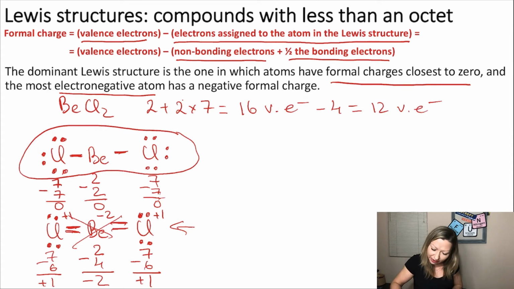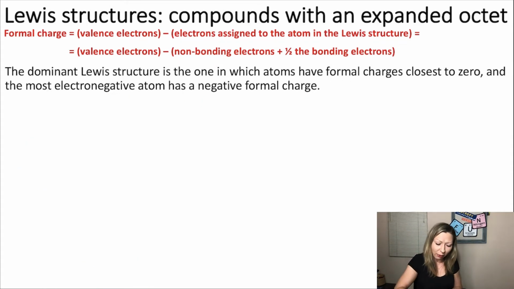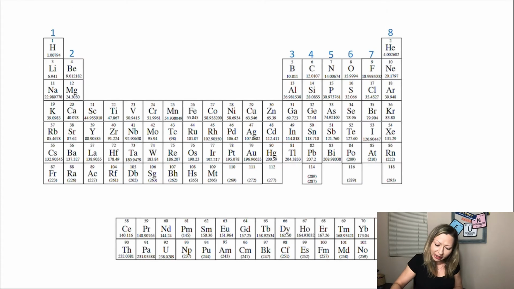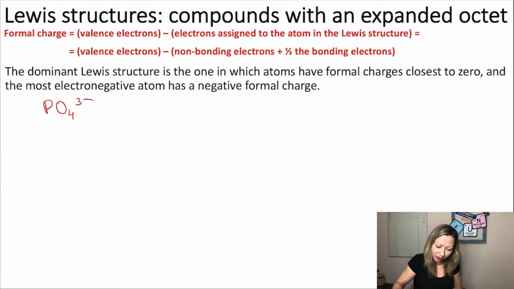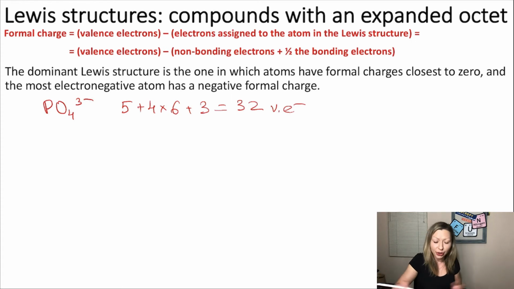Let's do another example. So one of my favorites is the phosphate ion, which is PO4 3 minus. Let's check the number of valence electrons. So phosphorus is here. It's going to have 5 valence electrons. Oxygen is here. It's going to have 6 valence electrons. So 5 plus 4 times 6 plus 3 for the charge is going to give us a sum of 32 valence electrons. Now we need to start drawing the structure.